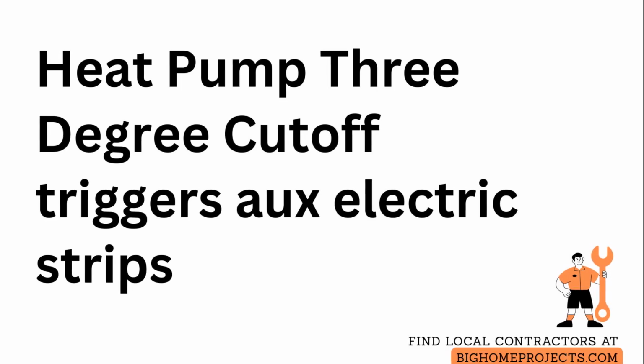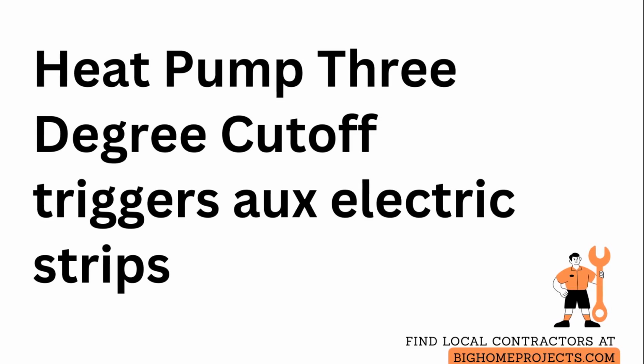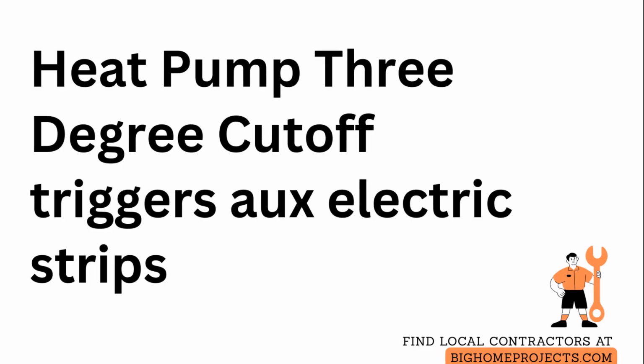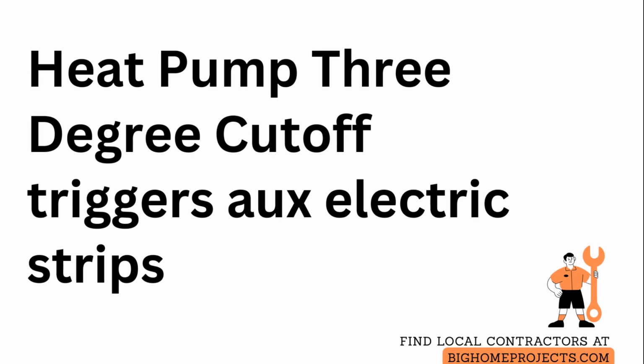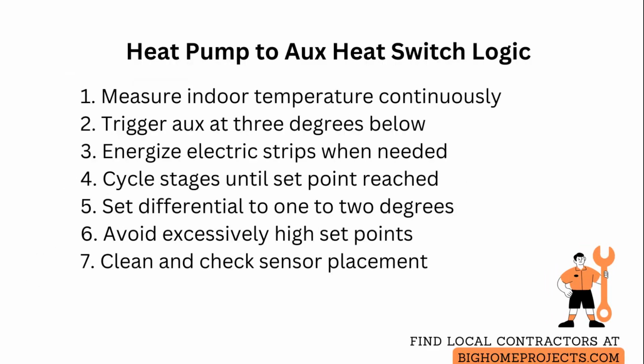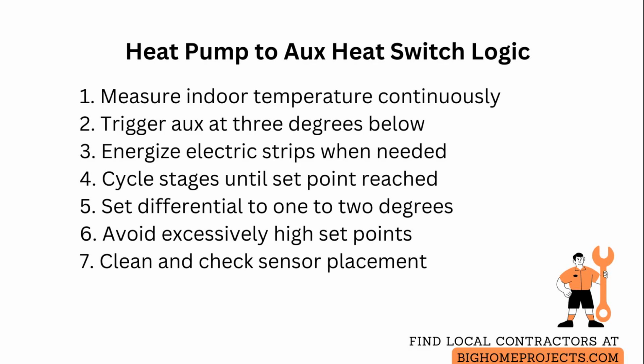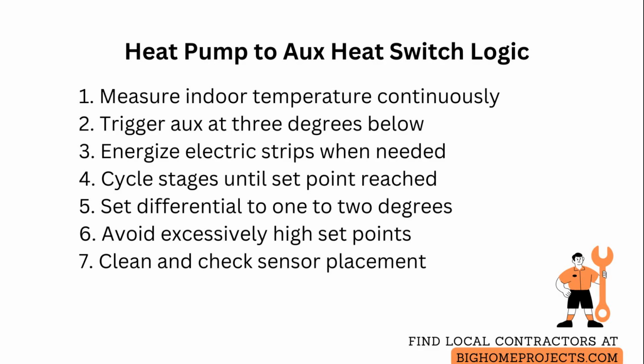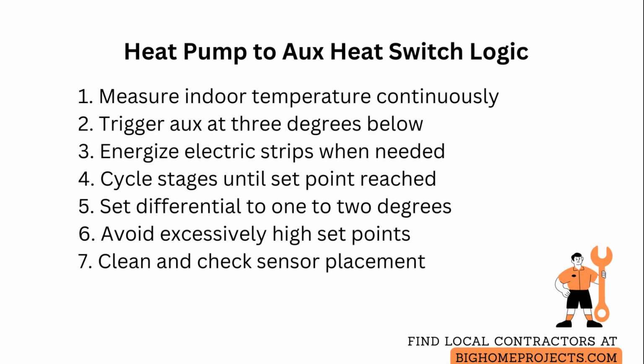How the thermostat decides to switch from heat pump to auxiliary electric strips is based on indoor temperature behavior relative to the set point. The thermostat continuously measures the indoor air temperature and compares it to the set point, and when the room temperature falls a specific threshold below that set point, it triggers the auxiliary heating stage. For this model, that threshold is 3 degrees below the set point.